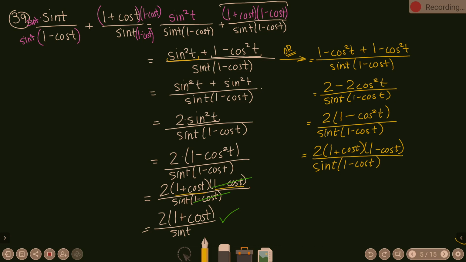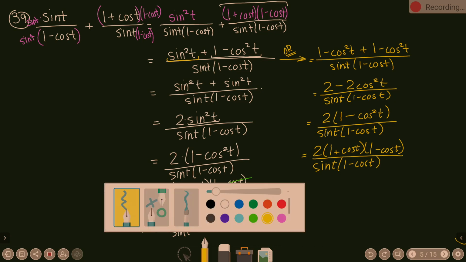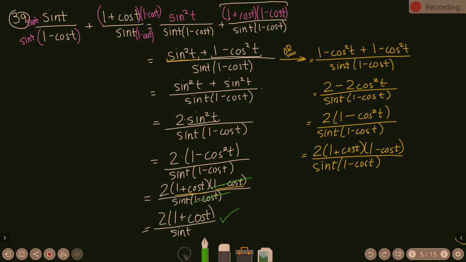You doing it that way just solves number 30. Okay. Not for me, I'm still very confused. Okay. So I now have 2 times 1 plus cosine t over sine t.